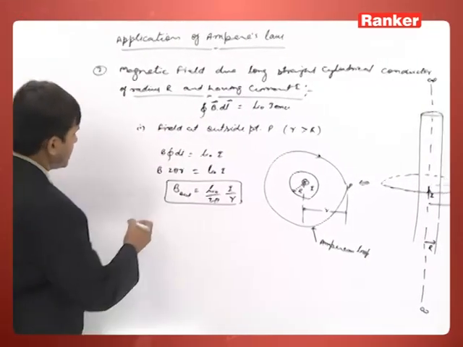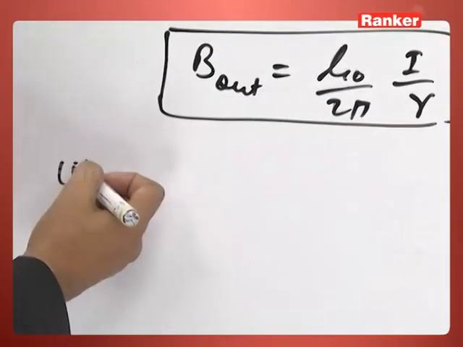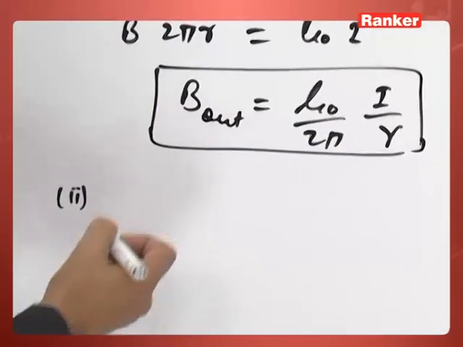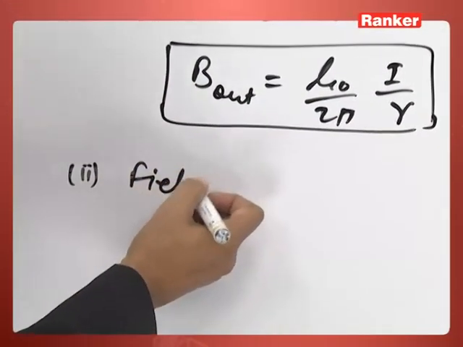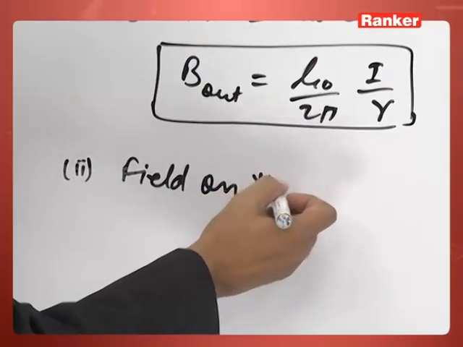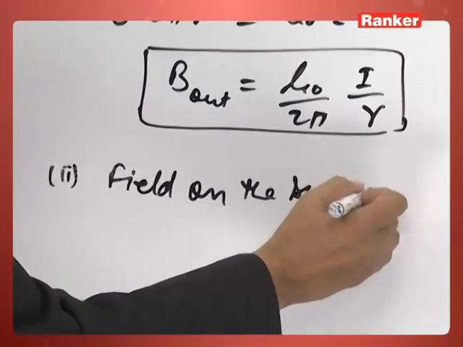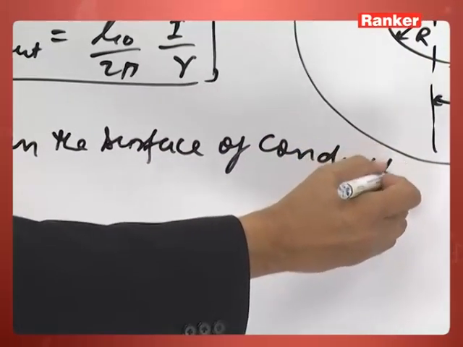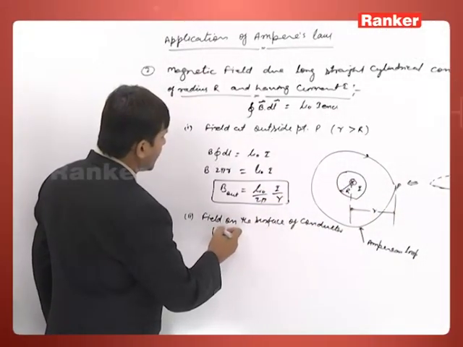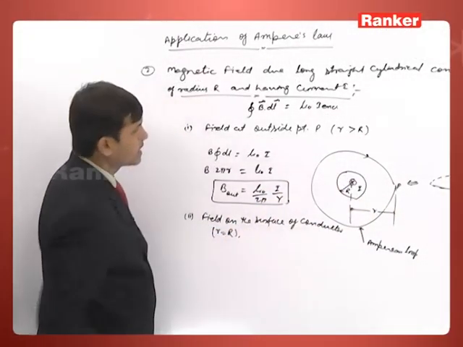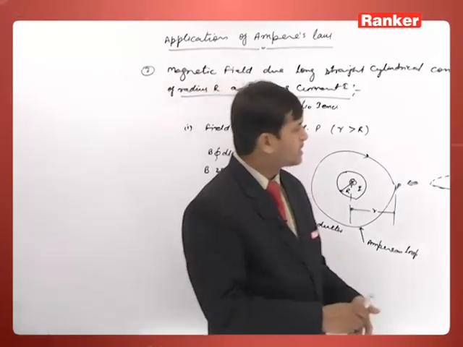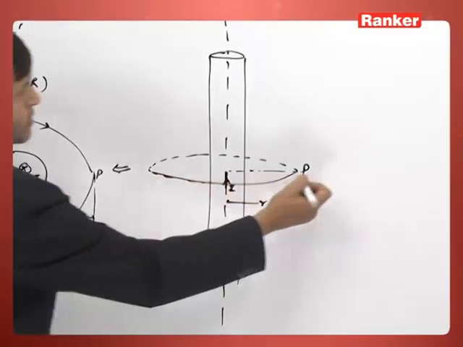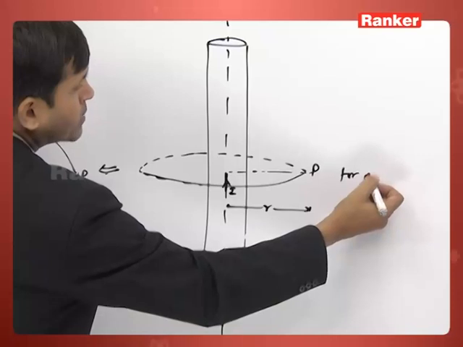Similarly, if we are looking at the field on the surface of the conductor, it means r is equal to capital R. It means our point P will be somewhere here. So this loop is for the outside point.